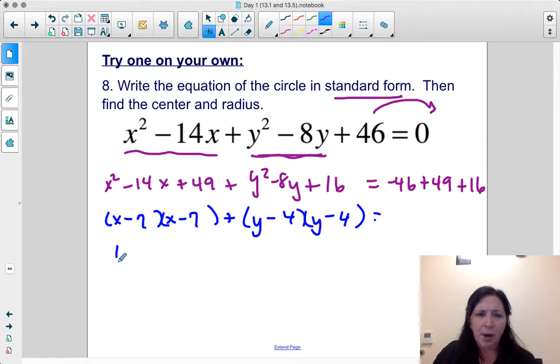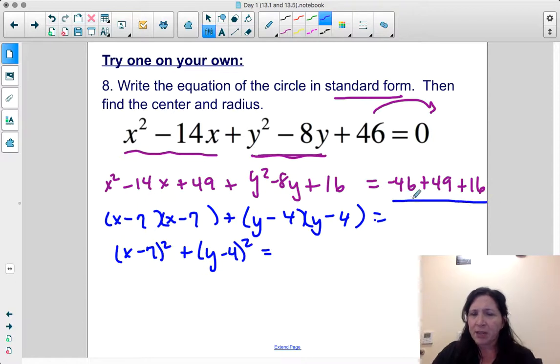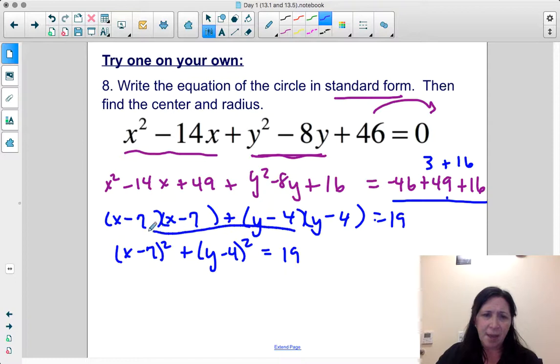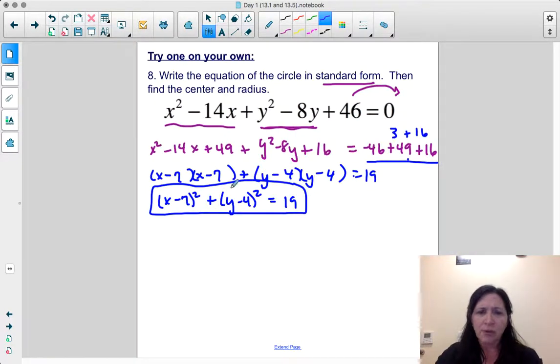And then rewriting these, I have (x minus 7) quantity squared plus (y minus 4) quantity squared is equal to, now let's simplify the right. We have negative 46 plus 9, which is 3. 3 plus 16 is 19, so this is 19. This is now in standard form. And in order to find the center, I would take the opposite. So it's going to be positive 7, positive 4.